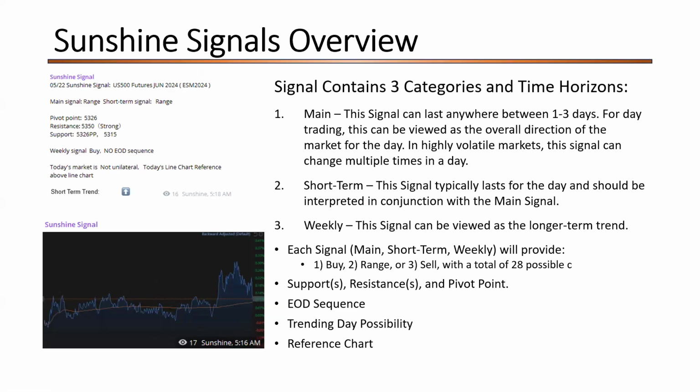And if the signal detects a trending day possibility, it will show here as unilateral. Here it's showing that it's not unilateral, so it is not a trending day. Finally, Sunshine Signal will provide a reference chart, which is a possible movement of the market for the day. However, it's important to note that the chart is simply to serve as a reference. It is not intended to depict the exact movement of the day.